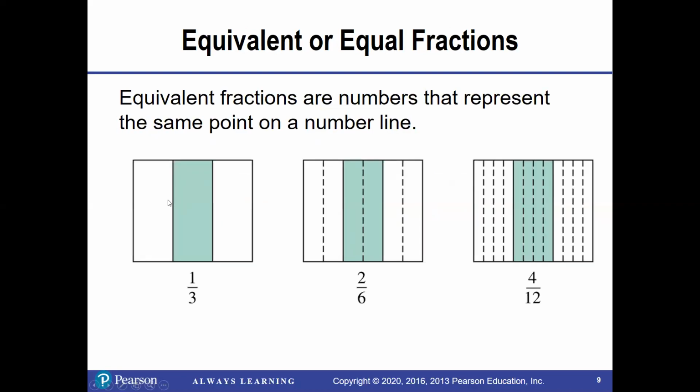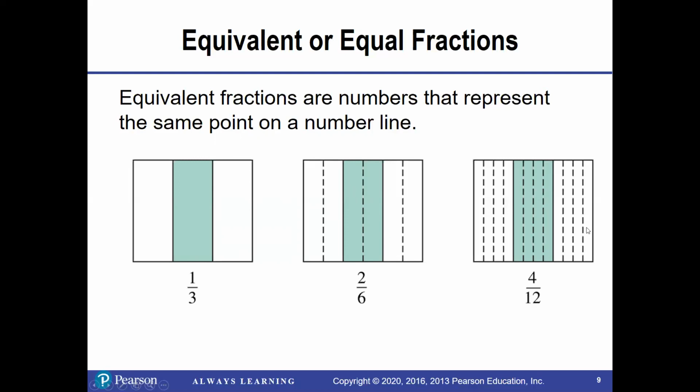Okay, equivalent fractions. These are fractions that are the same. So now how do I know they're the same? Well, all these have the same size, and notice this is divided in thirds, or 3, and 1 is shaded, so it's 1/3. This one's the same size, divided into 6 pieces, and it has the same amount shaded, and it takes up 2, so it's 2/6. And then this one's divided into 12 pieces with the same size shaded, and there are 4 pieces in the shade, so 4/12.